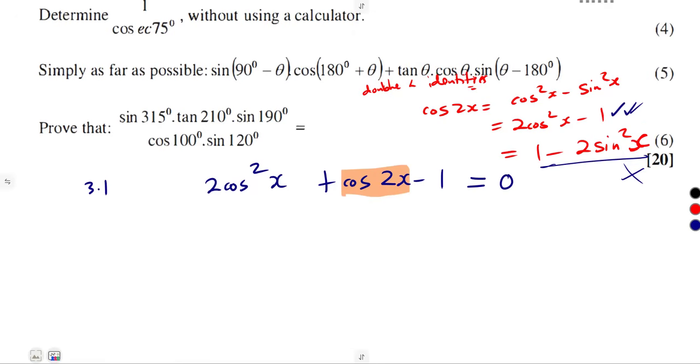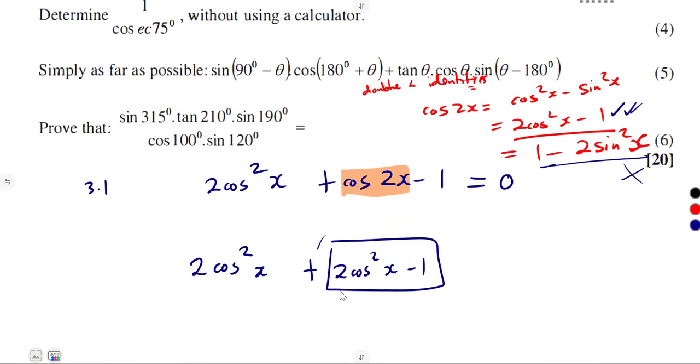Let's put it in place of cos 2x. So it is going to be 2 cos squared x plus, in place of this cos 2x, we substitute its equivalent, 2 cos squared x minus 1. Guys, it's positive, so there's no need to open new brackets there. After that, do not forget the minus 1 here, already given. So that's equal to 0.